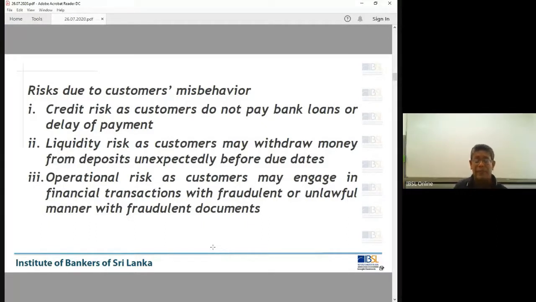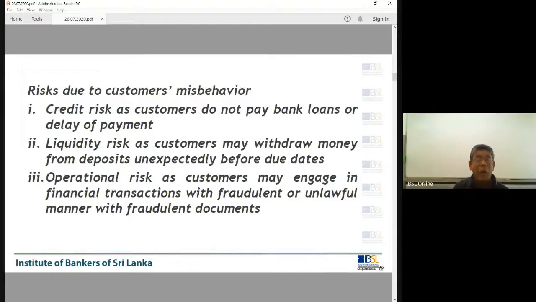Liquidity risk comes. Why? Liquidity risk comes as customers may withdraw money from deposits unexpectedly before the due date. Right? Maybe not their misbehavior, but they think this bank is not safe for them, so they are going to withdraw the money. Therefore, the bank is facing a liquidity risk because of customers asking for the money.